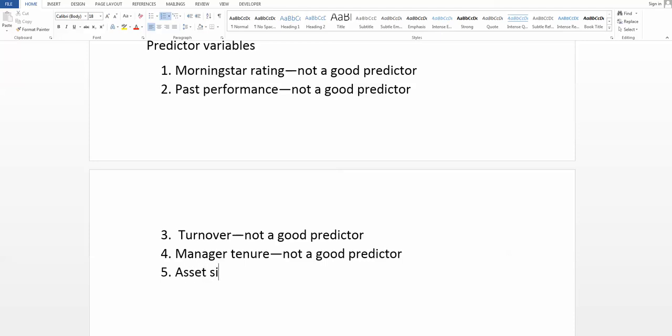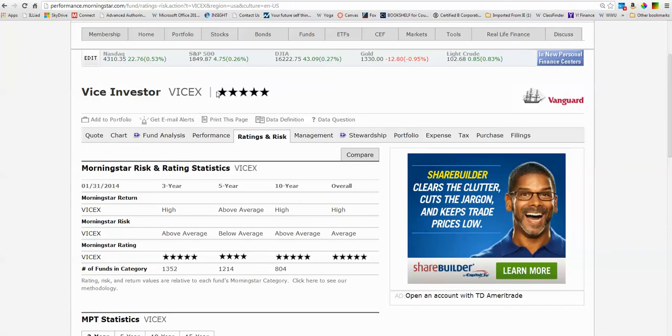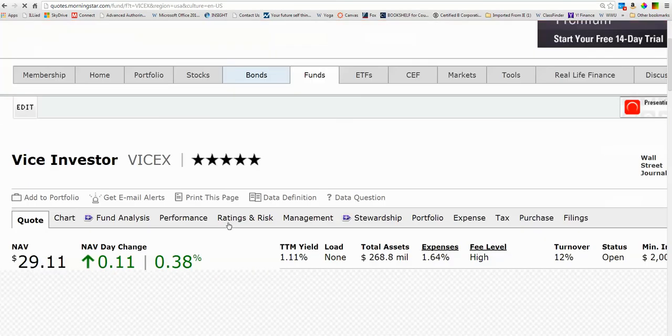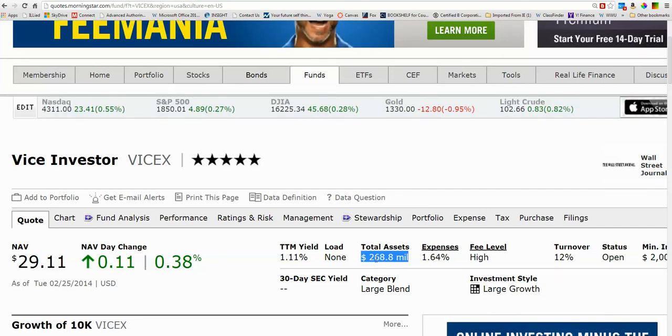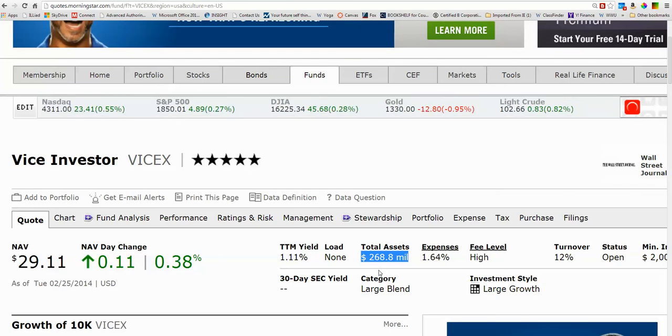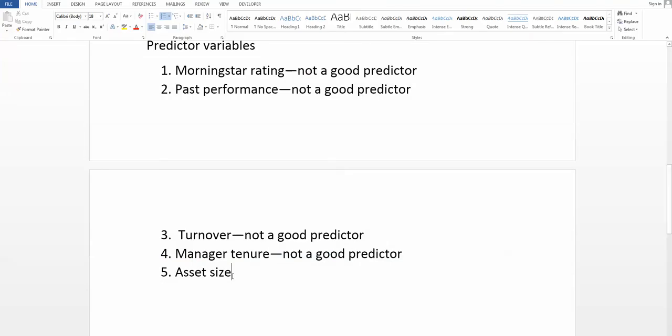They've also looked at asset size. By asset size, I mean, if I go here to total assets, it's just how many millions or billions of dollars this particular fund manages. So you can see the Vice Investor Fund has about $270 million in it. So maybe the idea is that smaller funds are easier to manage. It's easier to find good investments to put that money in because it's not that much money compared to a multi-billion-dollar fund. But again, they have discovered it's not a good predictor. So there's nothing showing that smaller funds tend to outperform larger funds or vice versa.